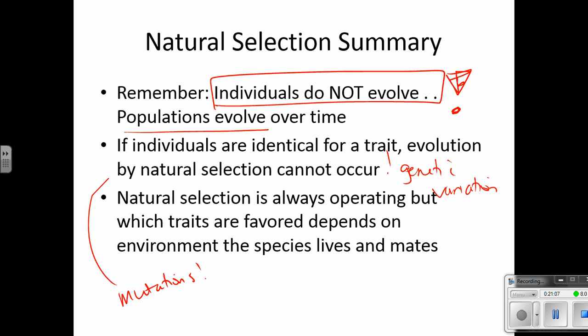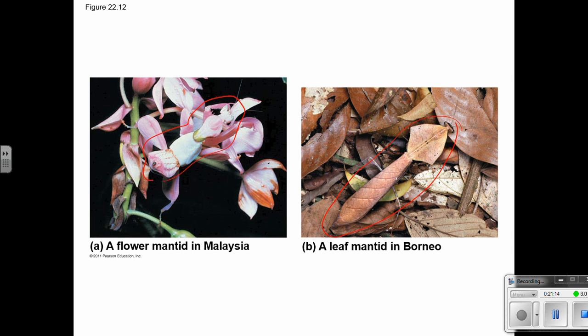Natural selection is always operating, but which traits are favored depends on the environment the species lives in and mates. If all of a sudden this species here was moved to grass, you can bet that over generations, that brown color is no longer going to be the dominant color in the population.